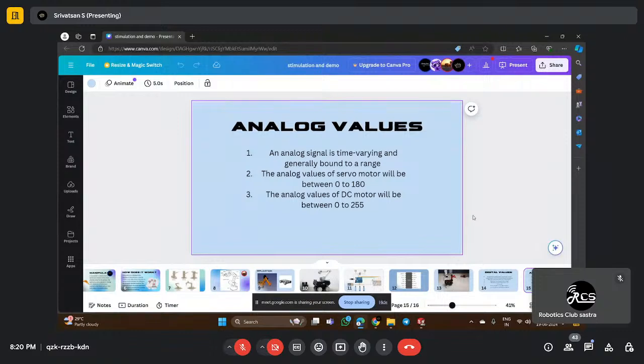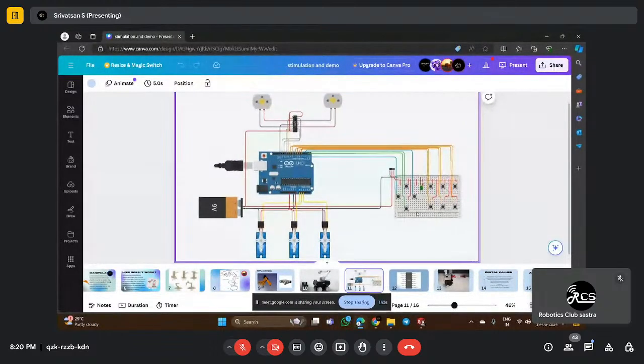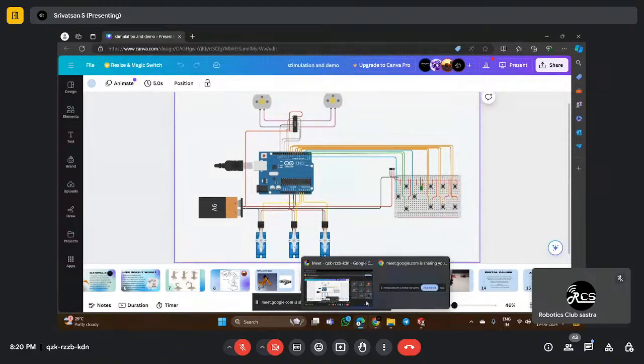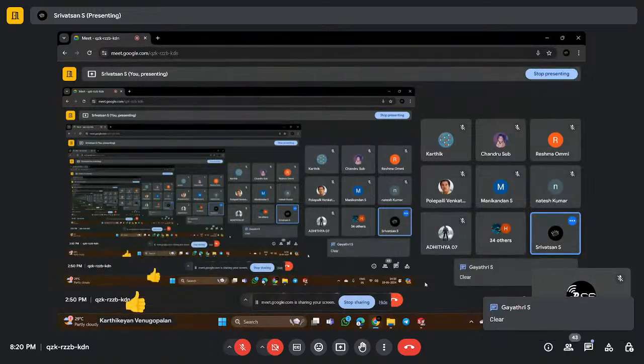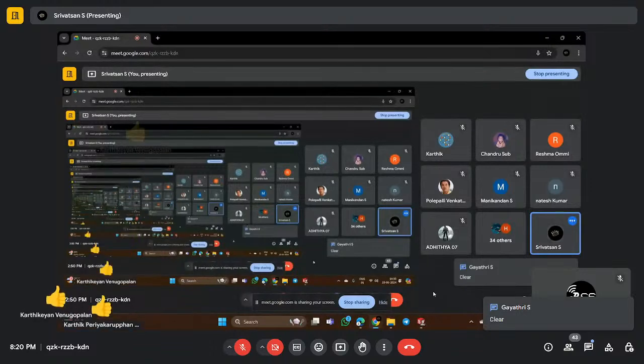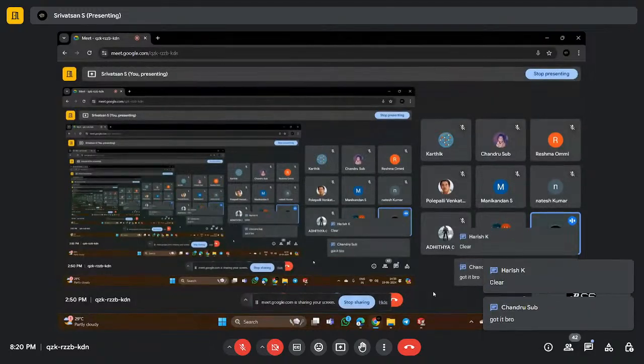Depending upon the values we give as input from the joystick, we can vary the outputs, right? Hope you all have understood. Instead of having these four switches, we can also have the joystick module. If you have any queries, I will explain again. Hope everyone is clear with the controller.